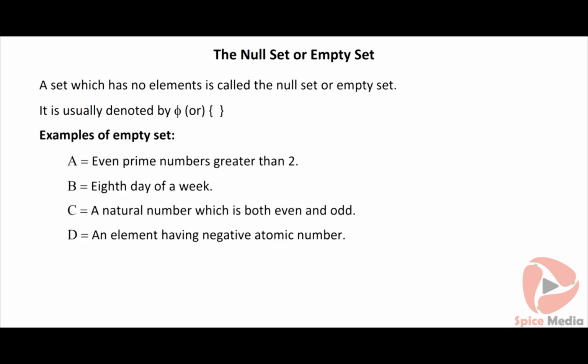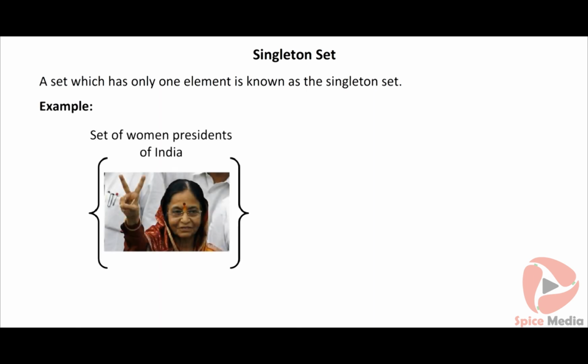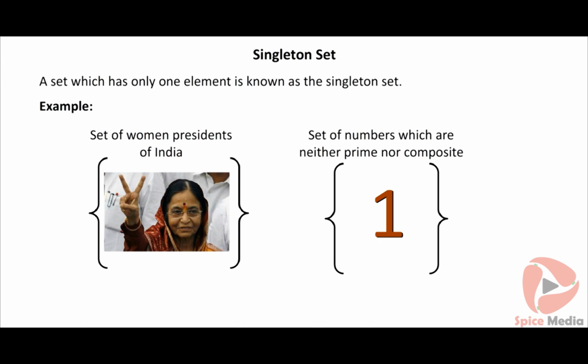Null set or empty set. A set which has no elements is called null set or empty set. It is usually denoted by either of these symbols. Given below are examples for empty sets. Singleton set. A set which has only one element is known as the singleton set. Example, set of women presidents of India. Set of numbers which are neither prime nor composite.